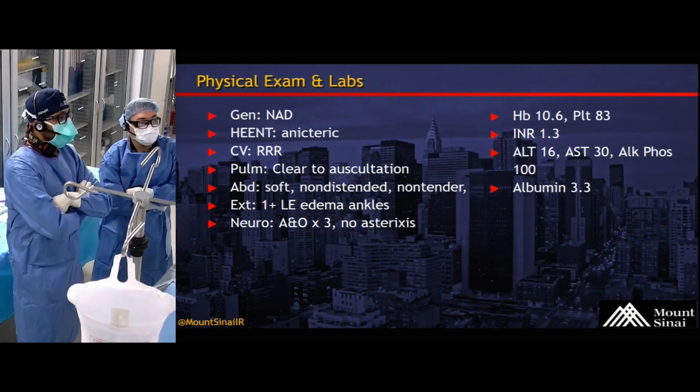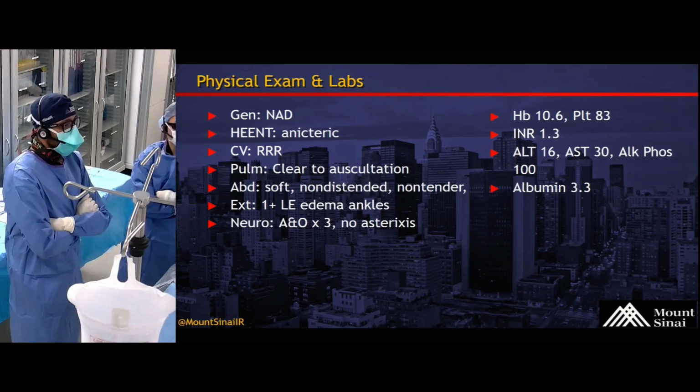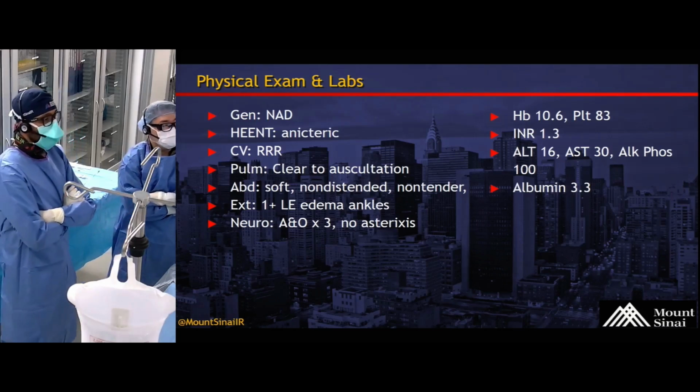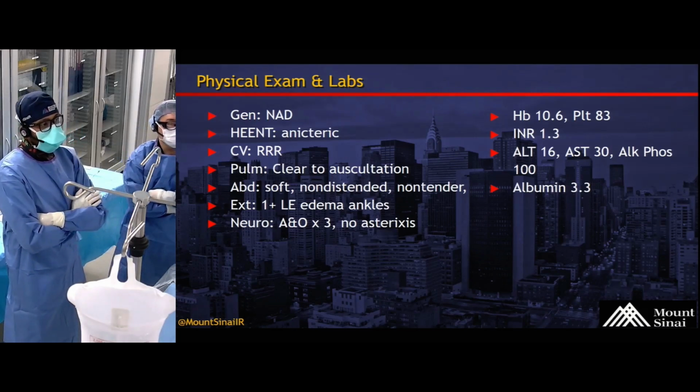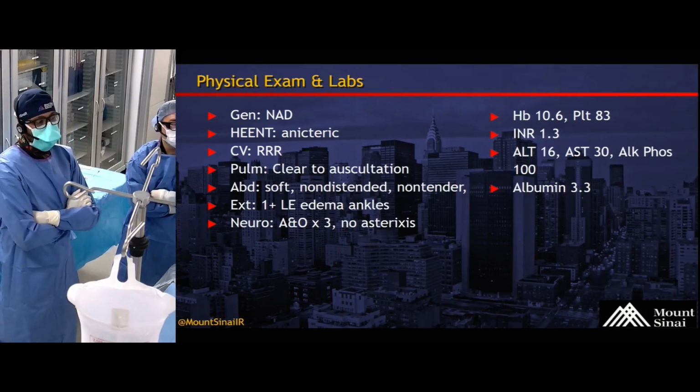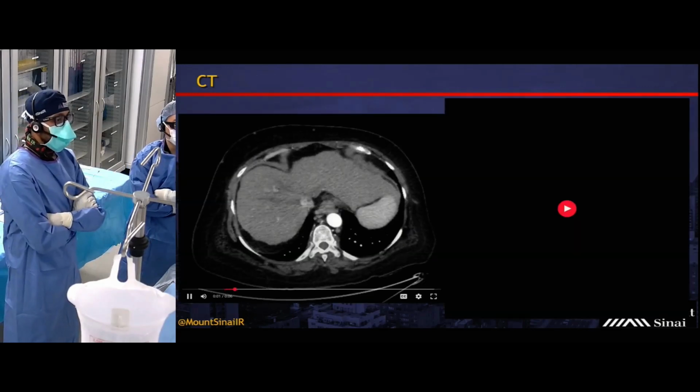When we saw her, this was our physical exam and initial lab work. Her physical exam was largely benign. She had some edema in her ankles, but her abdomen was soft, non-distended, no bruits were auscultated, and all of her lab values were mostly within normal limits. This is the CTA that was performed.